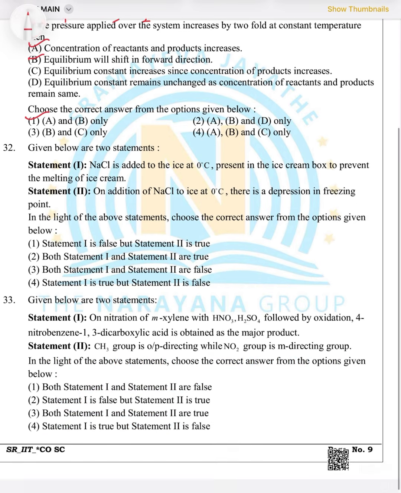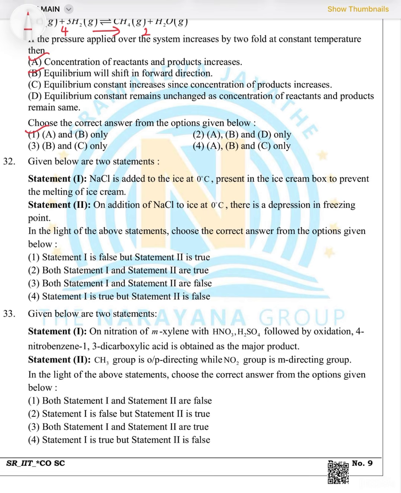Next, given below are two statements. NaCl is added to ice at 0 degree centigrade present in the ice cream box to prevent the melting of ice cream. Yes, the statement is correct.